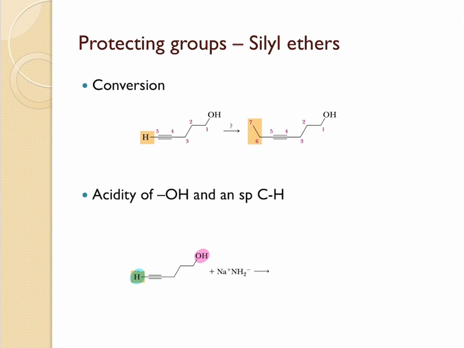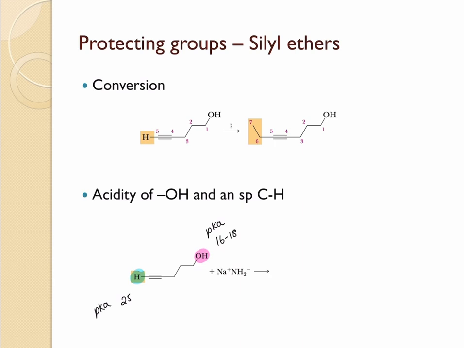So for that, let's take a look into the pKa values. The pKa value for this OH hydrogen is going to be about 16 to 18, right? And for this hydrogen that is connected to the sp carbon, it's going to be about 25, right? So when you react it with NaNH2, it is not this hydrogen that will be deprotonated, but it will be this hydrogen that will be abstracted, resulting in the alkoxide anion.